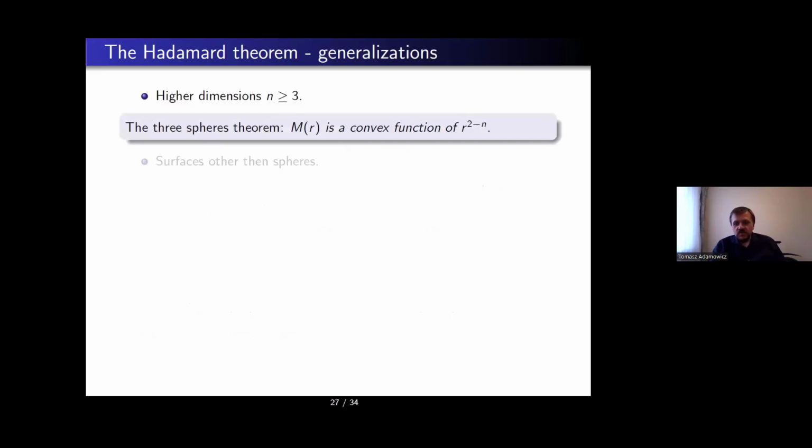The Hadamard theorem enjoys very many generalizations. First of all, one can generalize it to higher dimensions, n equals 3 or higher, and then the three spheres theorems can be expressed as that a maximum M of R is a convex function of power of the radius R to 2 minus n, which is a clear consequence of how the fundamental solution for the Laplace equation looks like in dimensions 3 or higher.